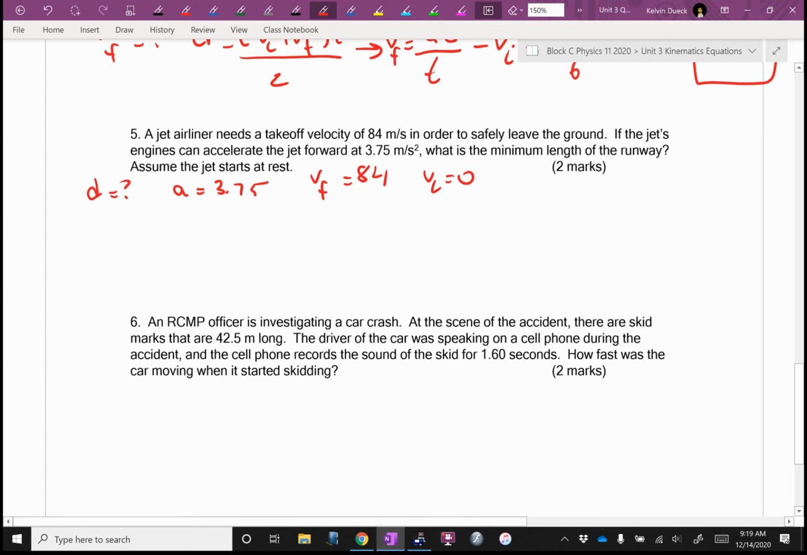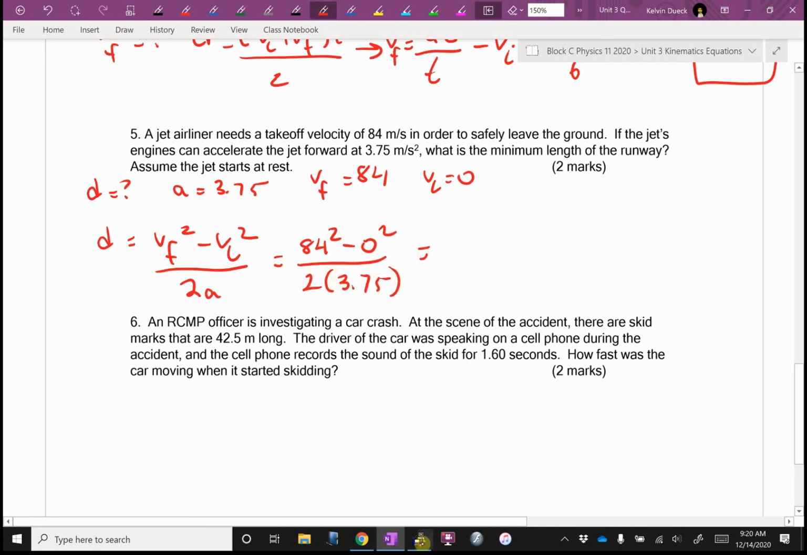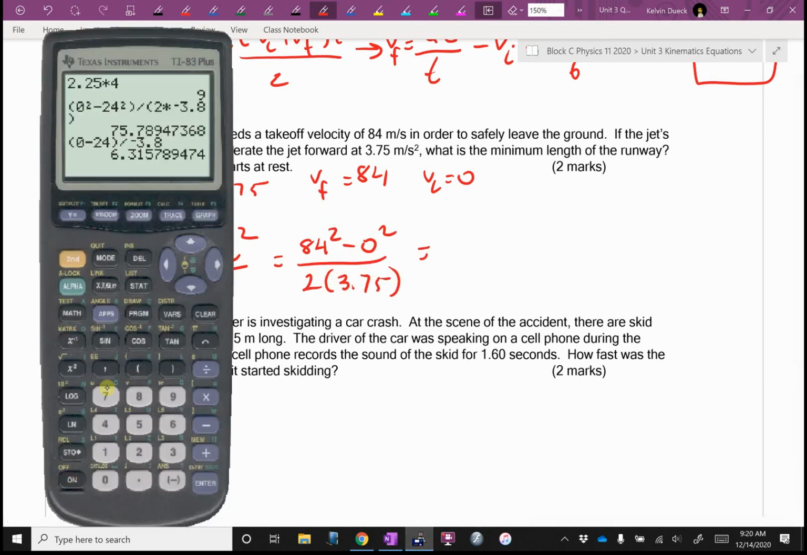Yeah, it's been a while since we've done a little traveling. I think it's going to be D equals VF squared minus VI squared all over 2A. 84 squared minus 0 squared all over 2 times 3.75. So this one, Caden, I don't see nice stuff that cancels. I don't try and do it in my head.